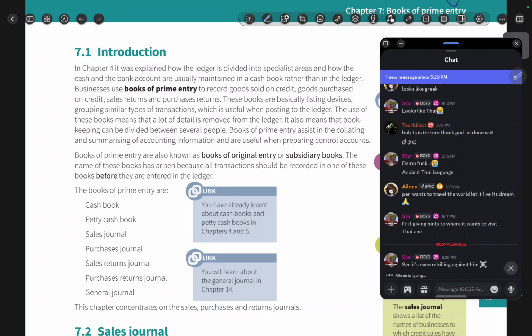I have to do something about my pen, but do you guys have any ideas, any suggestions? I don't know what to do with this. If I break it, it won't work probably.